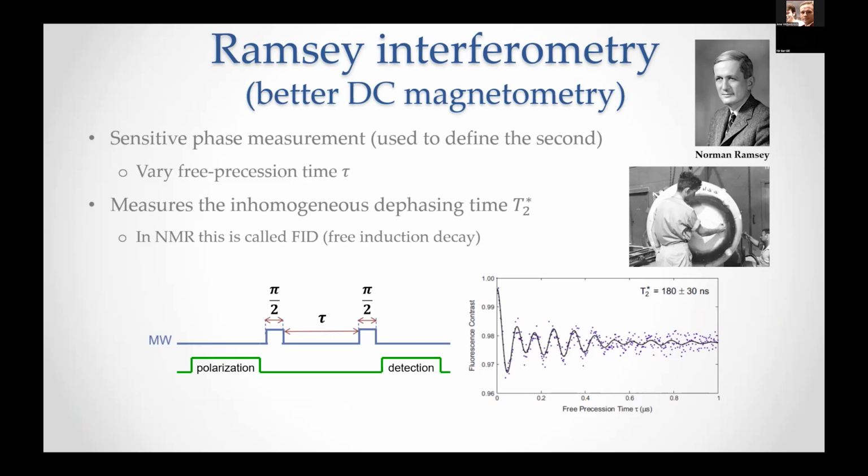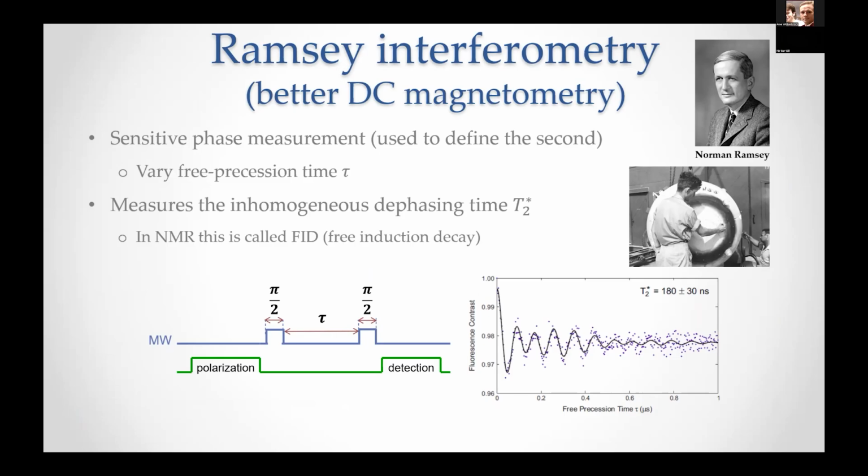And then we can really probe the precession of the spin in the XY plane of the Bloch sphere as a function of this time, which is called the free precession time. And we can see these oscillations that decay. And this is essentially interferometry, right? We're creating an initial superposition and measuring the phase evolution over time.